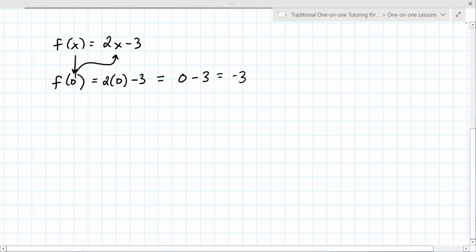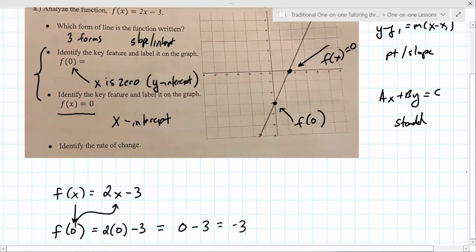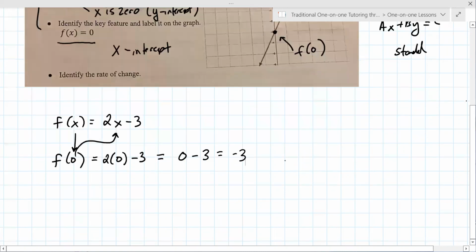Now let's go back to our graph. When x is 0, y is negative 3. What does that correspond to on the graph? When x is 0, what is this axis right here going up and down? The y-axis. So it's the y-intercept. This minus 3 is the y-intercept.